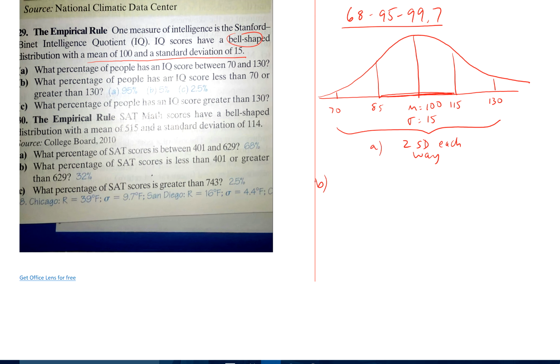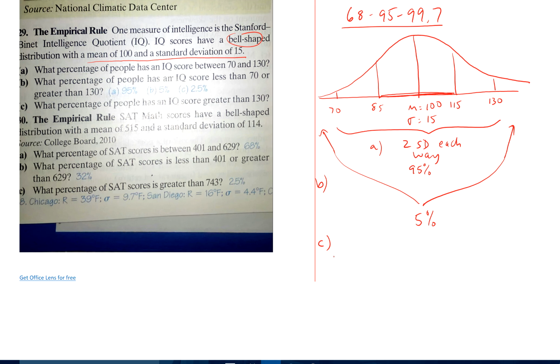B. What percent of people have an IQ less than 70 or greater than 130? Well, if 95% is in this range here, then over here and over here has to be the other 5%, right? Because it's 100% total.